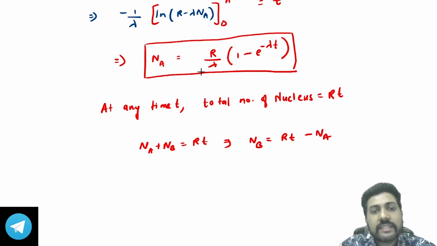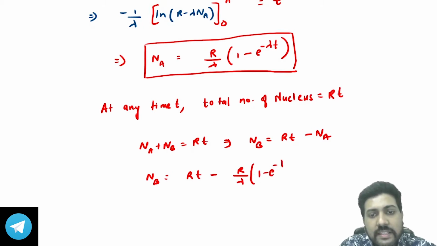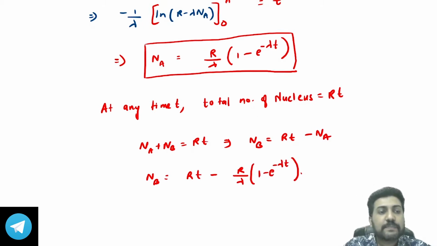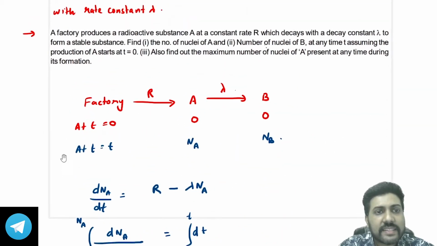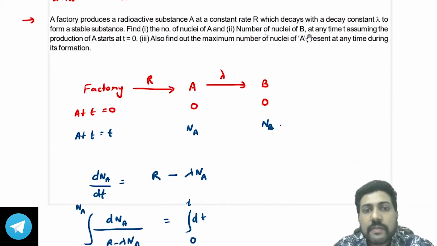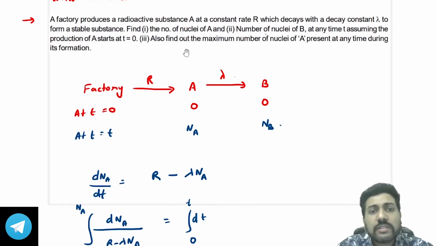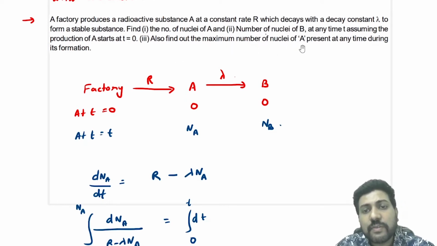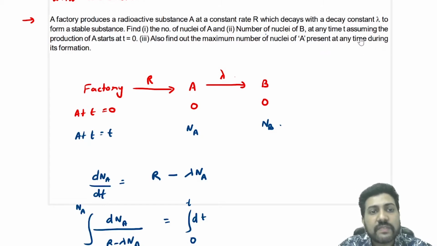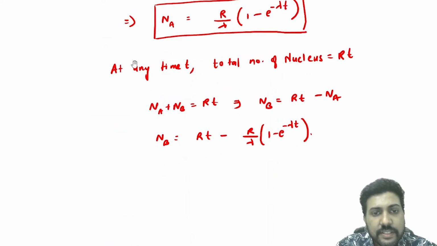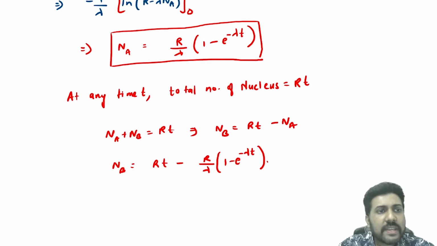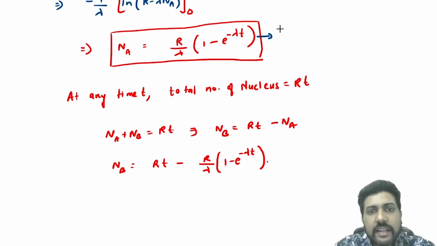But Na is this, right? So you will write Nb is equal to Rt minus R by lambda into (1 minus e power minus lambda t). Now what they have asked next is to find the number of nuclei of B. We have already found that. Then also find the maximum number of nuclei of A present at any time during its formation and draw the graph.